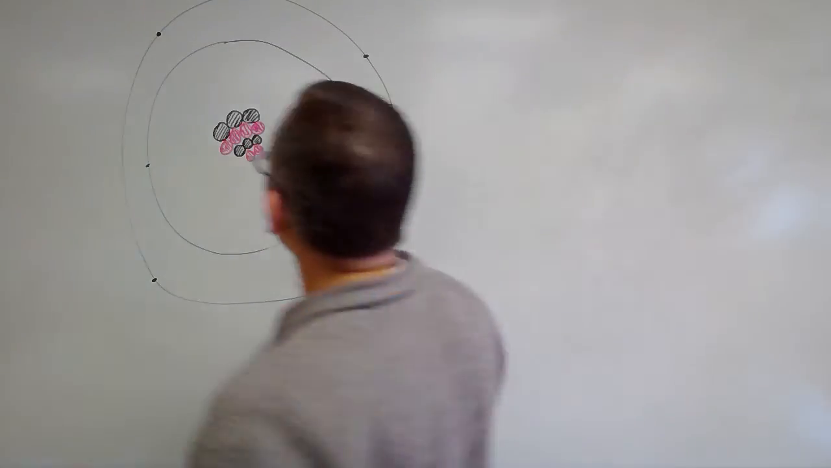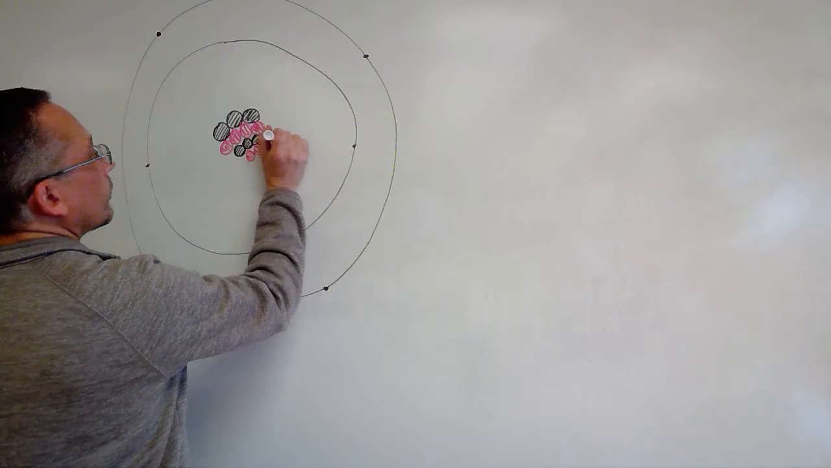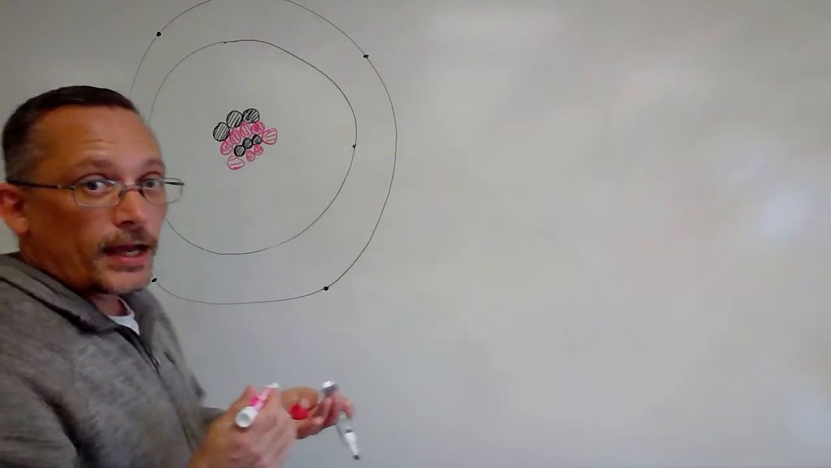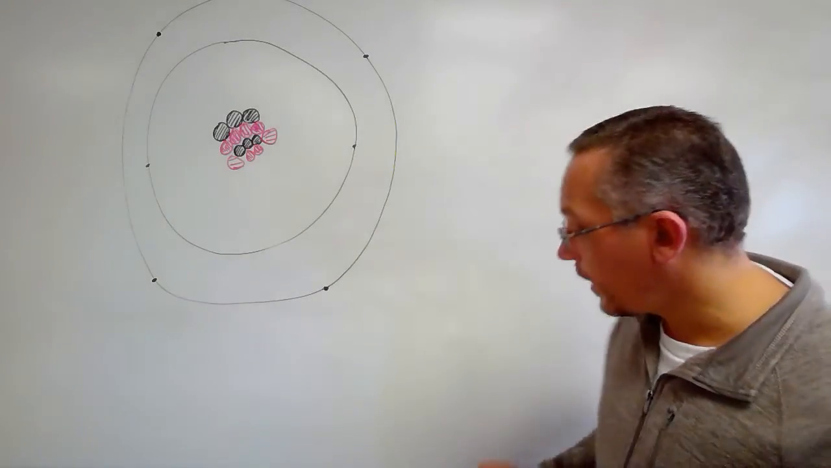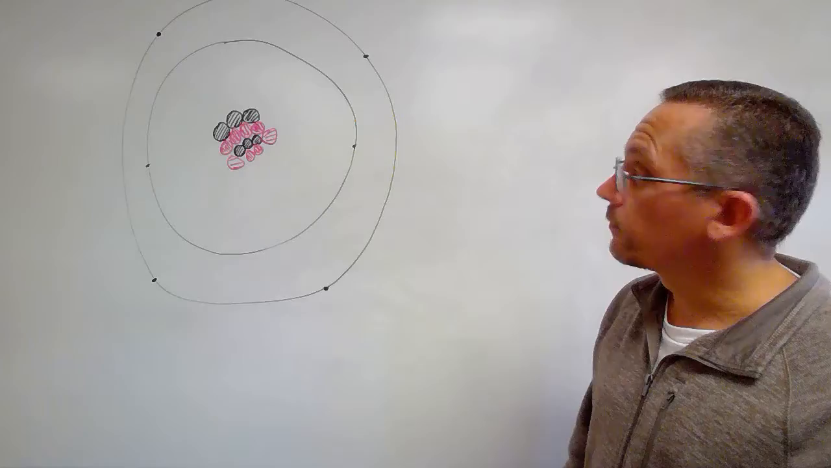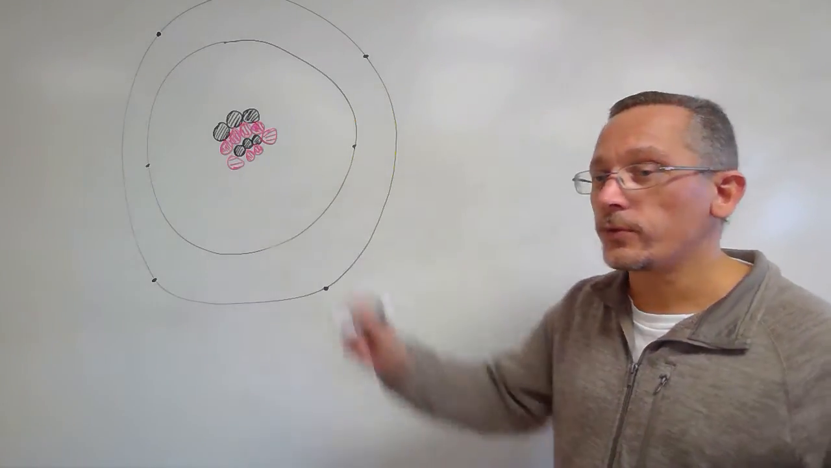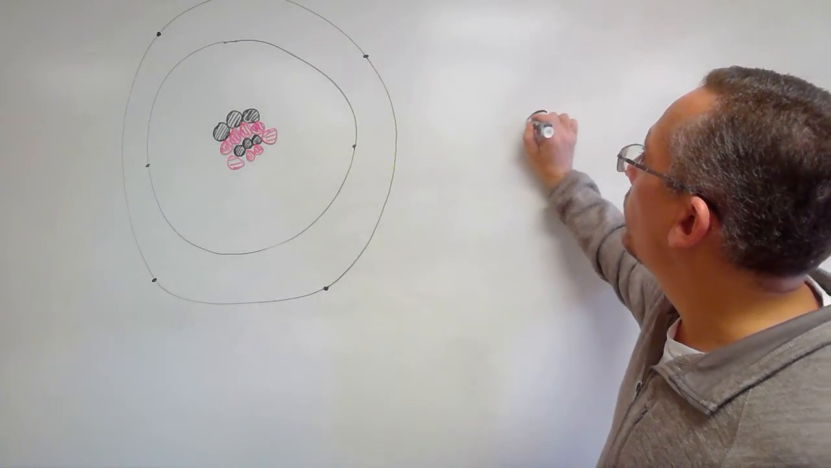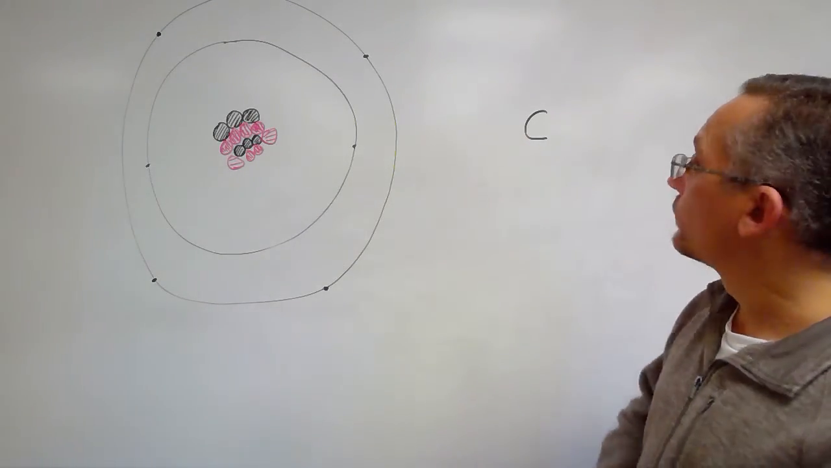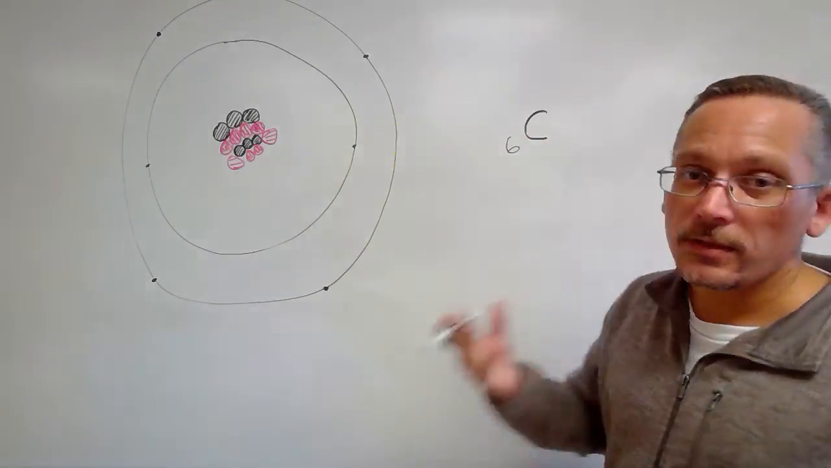Let's say I had 2 more neutrons in there. Okay, now what would this look like? Well, is this still carbon? Yes, it is. There are still 6 protons. This is still carbon. So the atomic number that goes on the bottom here is still 6.